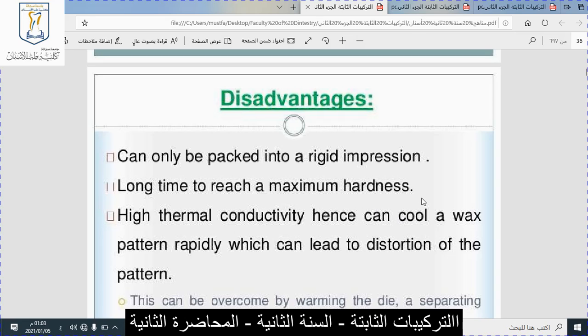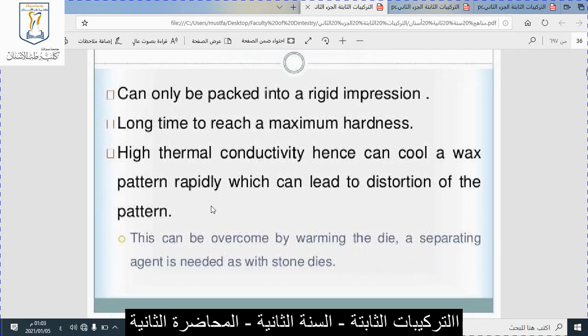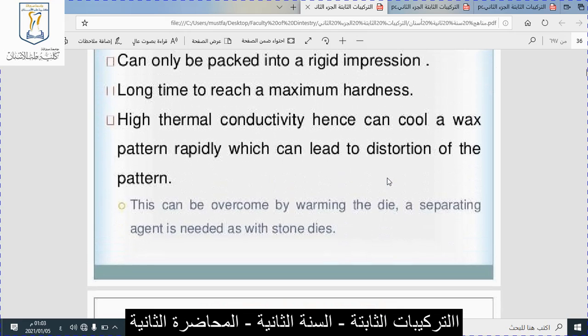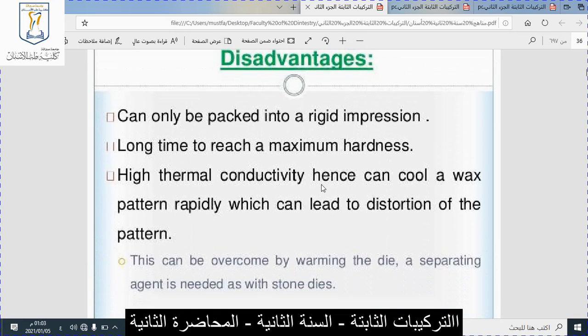Sometimes it causes distortion of the wax. So this can be overcome by warming the dye. We have to warm the dye before the wax, to prevent the cooling of the wax or premature solidification of the wax during wax pattern construction.